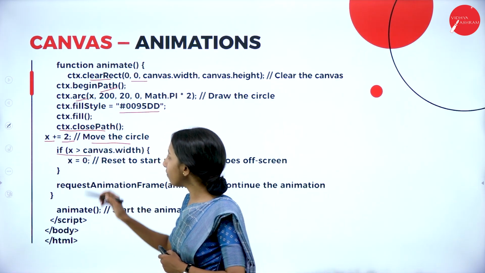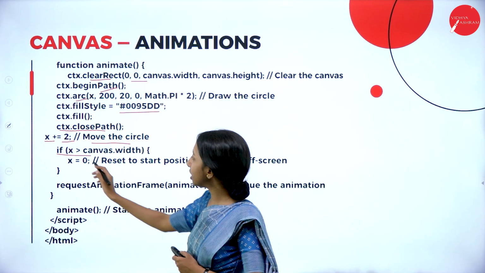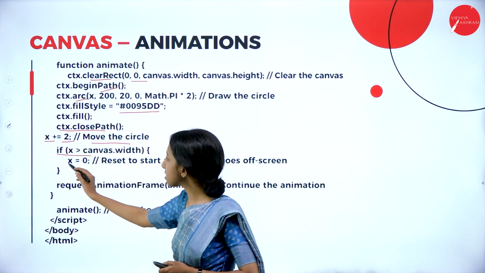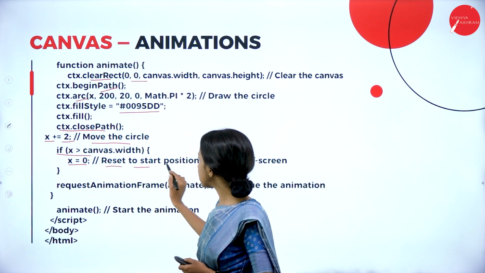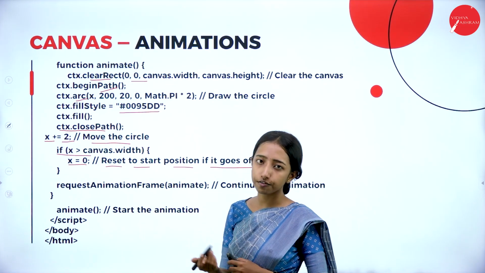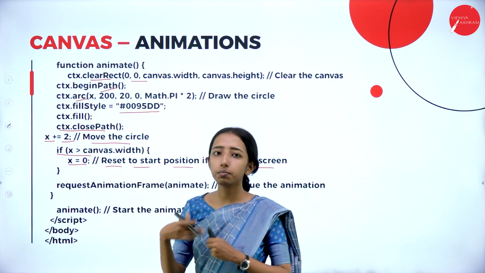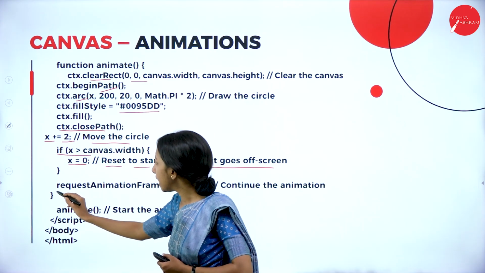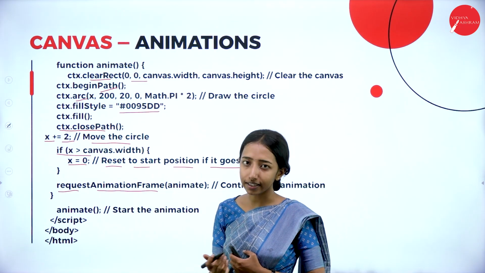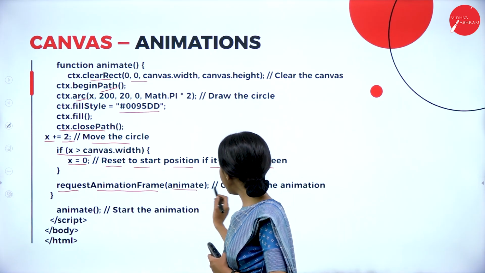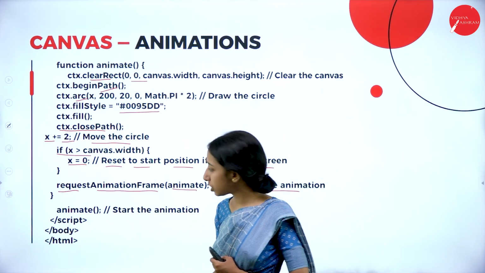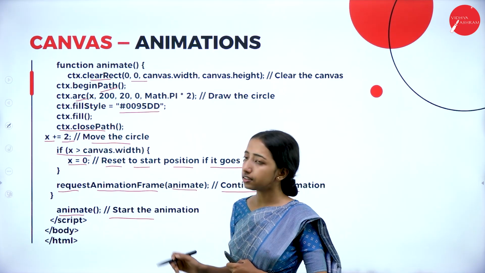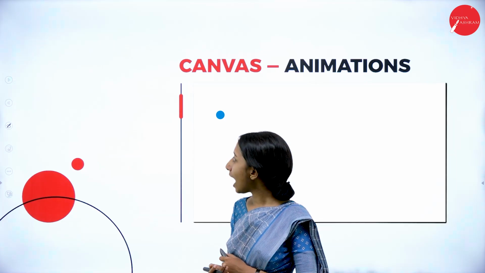So here we are having an if condition. What is the condition we have given? If x is greater than the canvas width, then x equals 0. This will reset the starting position if it goes off screen. So this condition is to reset the moving object we have created. And here requestAnimationFrame method is called with animate, that will continue the animation, and here animate() starts the animation.